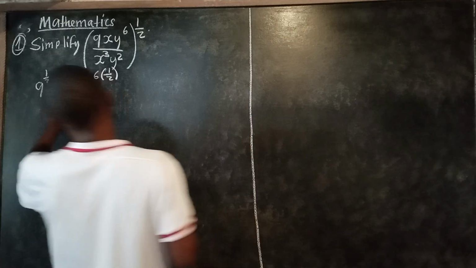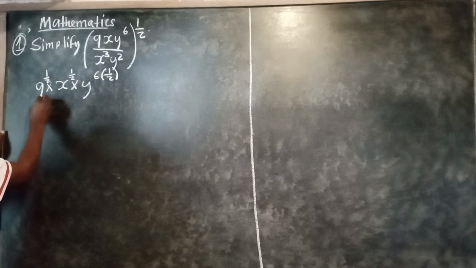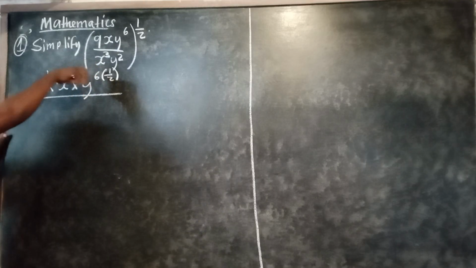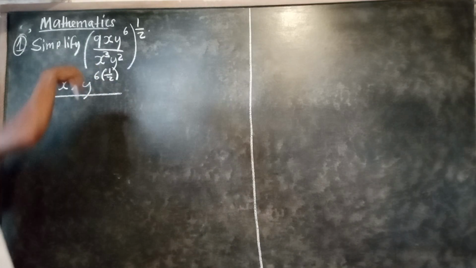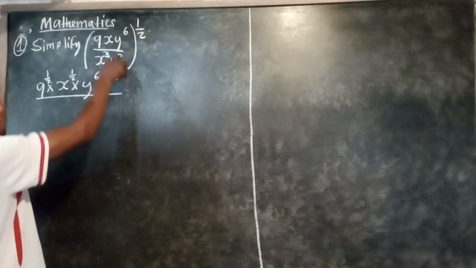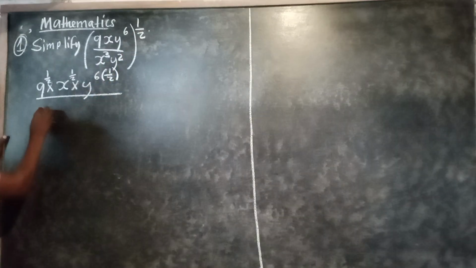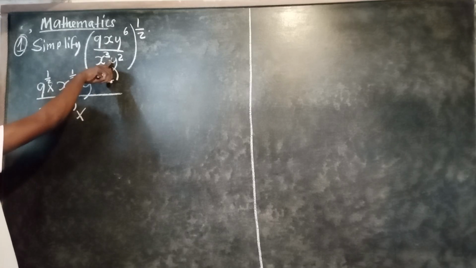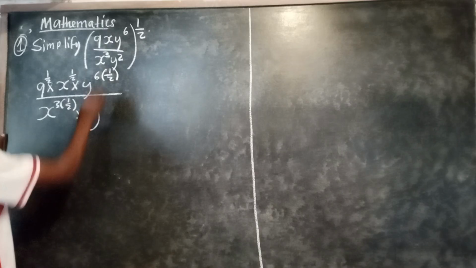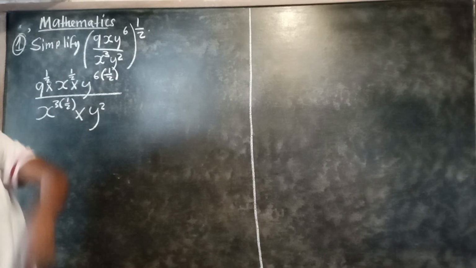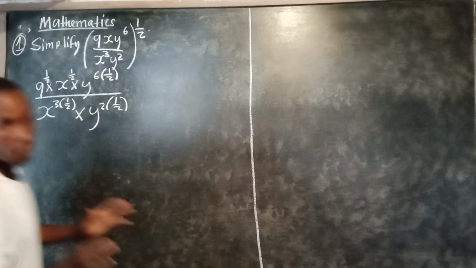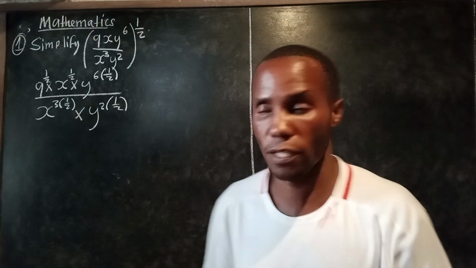So this is just the numerator. Then you say over, this x power 3 is also raised to another power, which is outside the bracket, and that is 1 over 2. So you say x power 3, then power 1 over 2, then times, because here you are multiplying, y power 2, also raised to 1 over 2. I'm sure there you have gotten the point. That is what you are supposed to do.